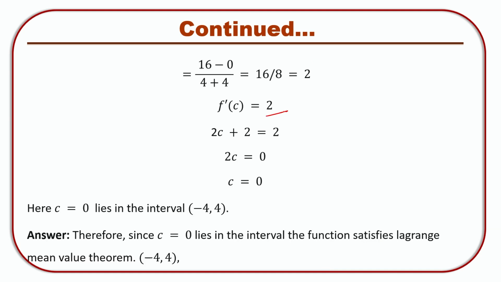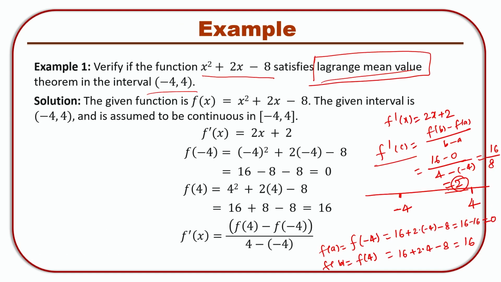So that means we will find this one. f'(x) is given, f'(x) equal to 2x plus 2, so f'(c) is equal to 2 into c plus 2, and that is equal to 2. So we have 2c plus 2 equal to 2, the 2s cancel out. So c is equal to what? c is equal to 0.